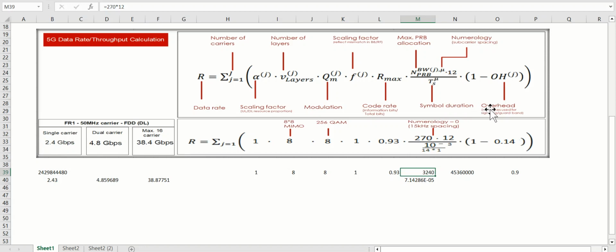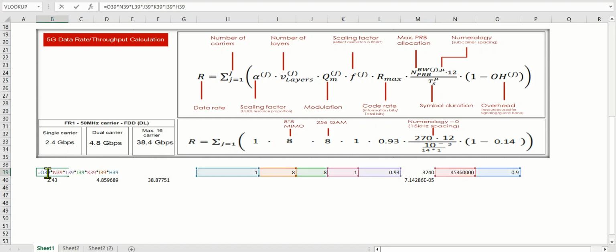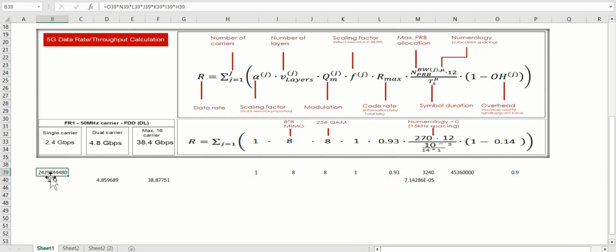So we are considering the overhead here. We are assuming that there are certain resources which will be used for signaling and guard band, so we are assuming around 10% is being used for that. Now, all these different inputs, when we multiply them together, give me a value of something like 2.4 gigabits per second, which is quite a lot, with frequency range 1 with a 50 megahertz carrier in the downlink.